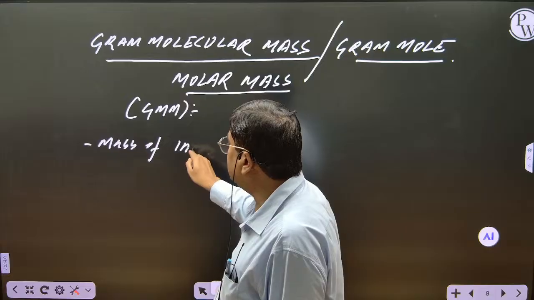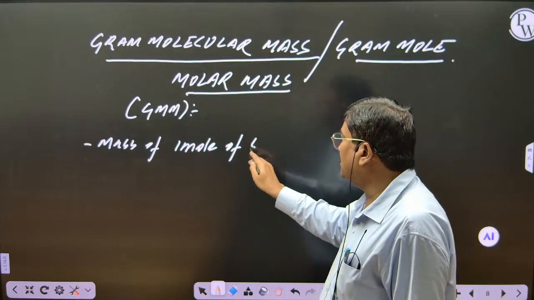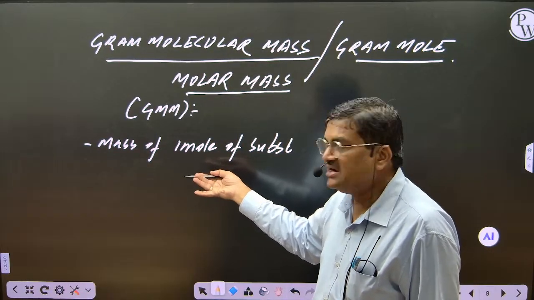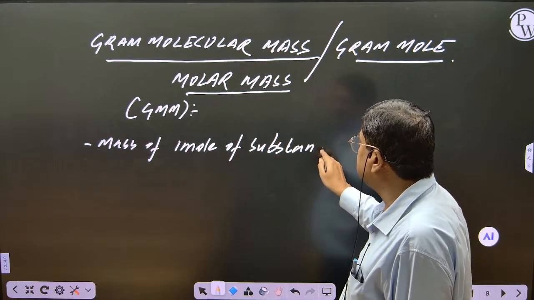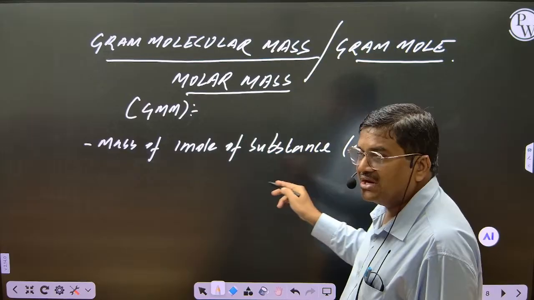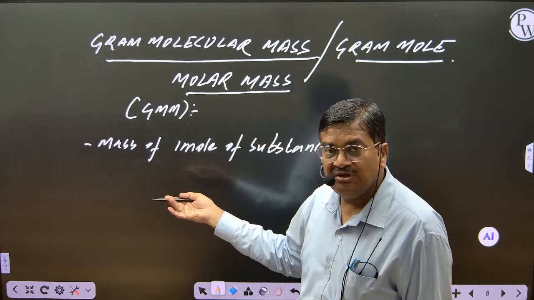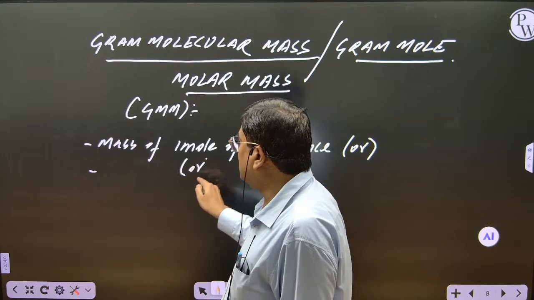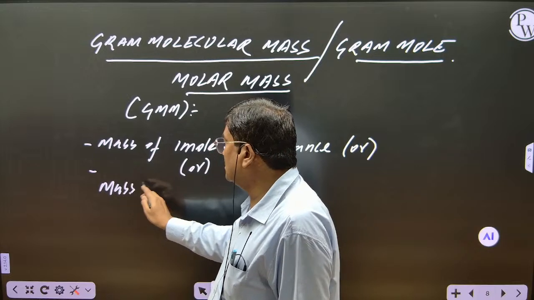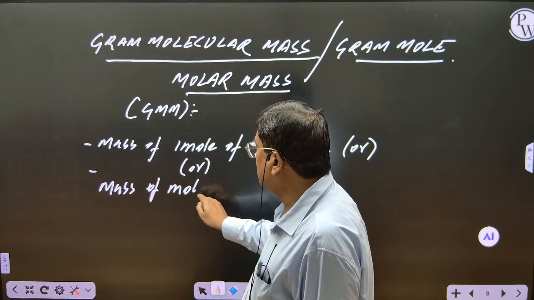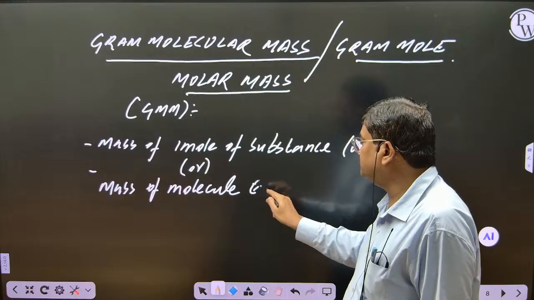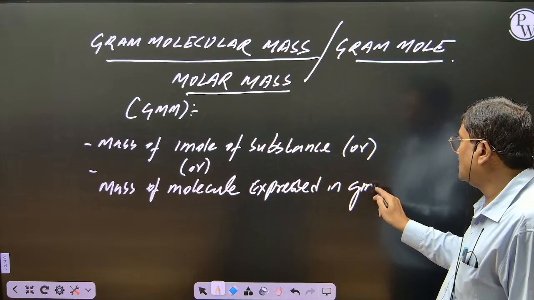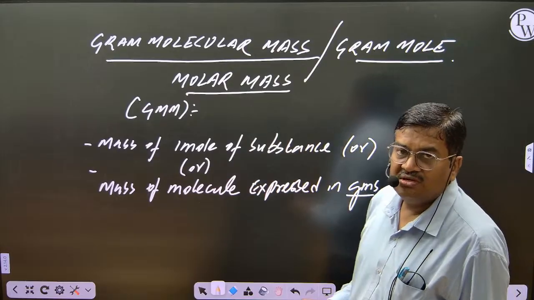Right definition, mass of 1 mole of substance. Are you following, student? Just like gram atomic mass, mass of 1 mole of an atom, here mass of 1 mole of substance. Or another definition, mass of molecule expressed in grams. Clear. So you have to be careful.